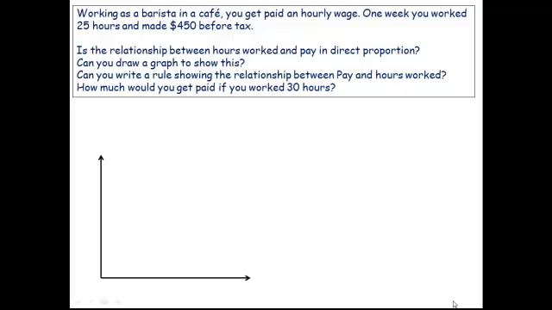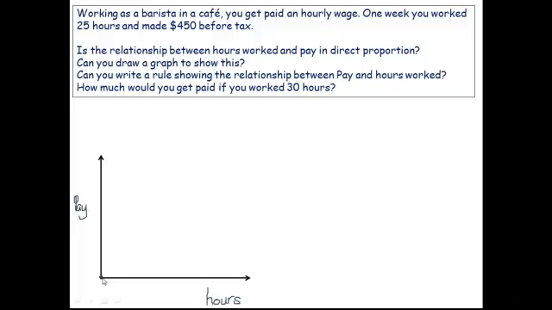Well, it is, because you get paid every hour. If you work no hours, you get no money. If you work 1 hour, you get a wage. If you work 2 hours, you would get double that wage, and so on. So those two things are in direct proportion. So let's draw a graph of this. Along the x-axis, we're going to have the hours that we worked, and along the y-axis, we're going to have our pay.